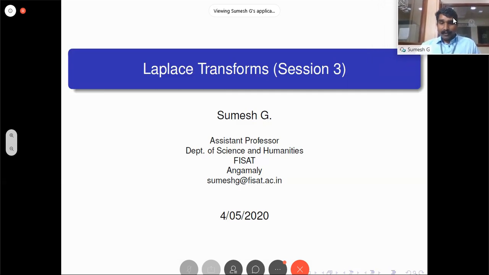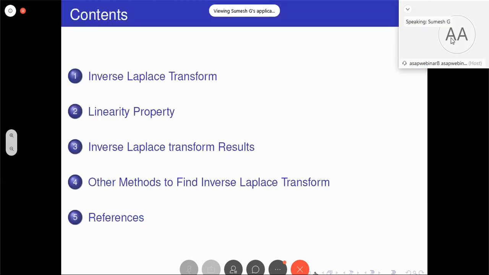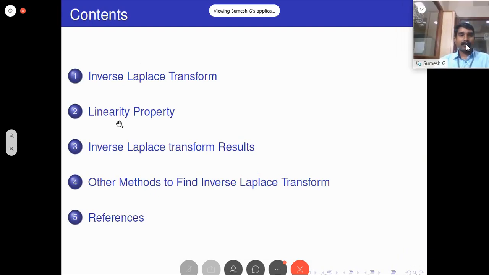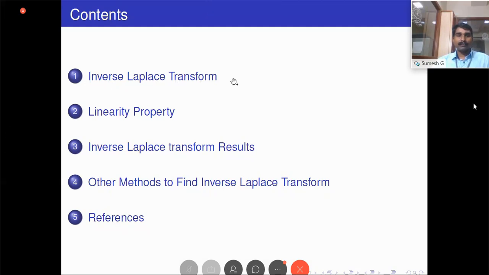Today we will discuss the topic inverse Laplace transform, and these are the contents of today's presentation. First, we will discuss the definition of inverse Laplace transform. We move on to linearity property. We will discuss inverse Laplace transform results and some problems associated with that, and we will discuss other methods to find inverse Laplace transform. So move on to the session.